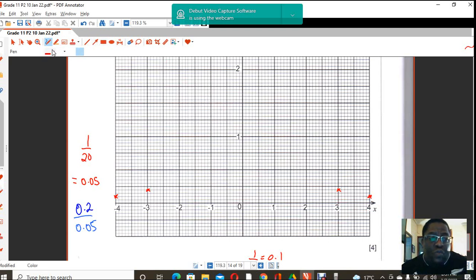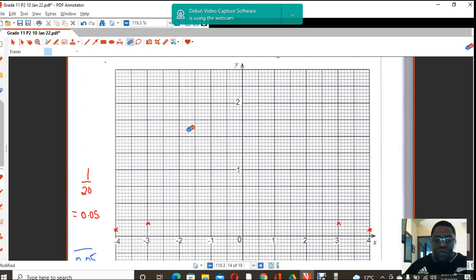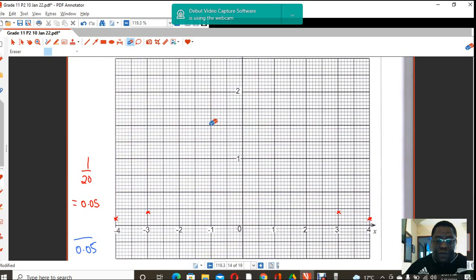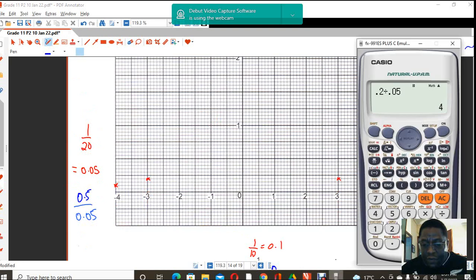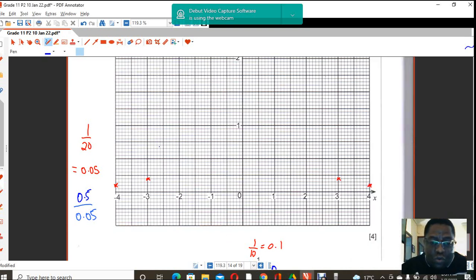All right. So we are going to do the same for -2. For -2, they say 0.5. I think this is going to be 10 blocks. So 0.5 divided by 0.05 gives you 10. So all the way 10 blocks. So where are we at?